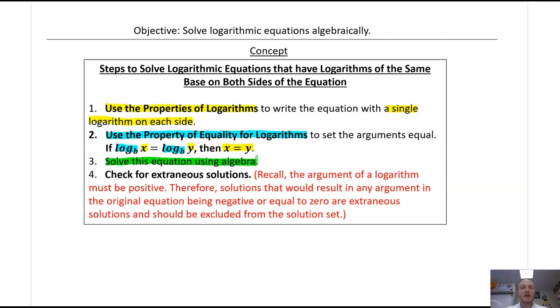And then lastly, we have to check for extraneous solutions. How do we do that? Well, the argument of a logarithm must be positive. So when we get our solution and plug it in and check, if it changes any of the arguments to 0 or negative, we have to throw that answer out.